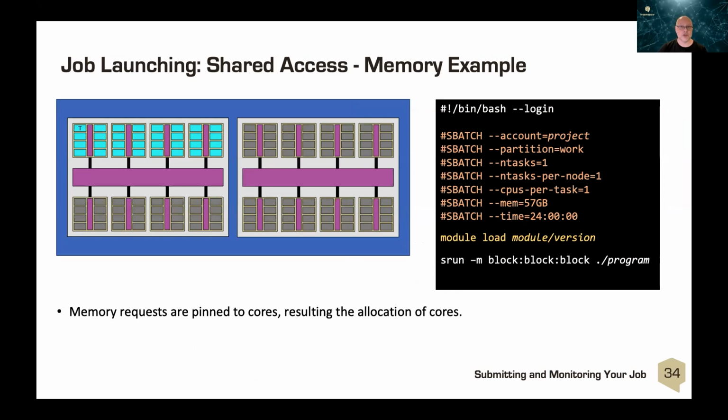Lastly, we have an example of a job with an explicit memory allocation. Here, despite only requesting 1 core to run a single task, the requested 57 gigabytes of RAM corresponds to a full quarter of the node.